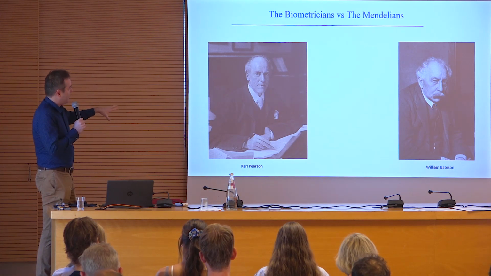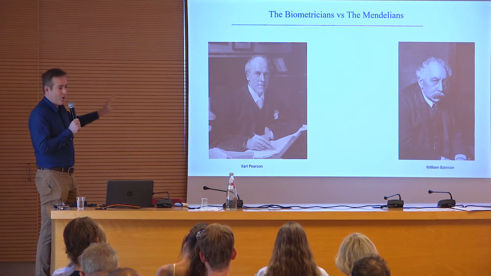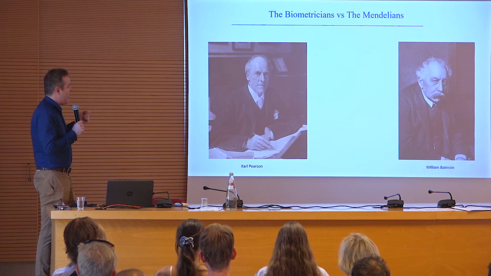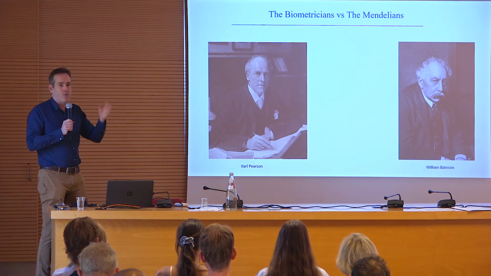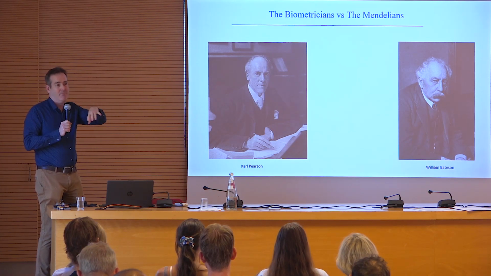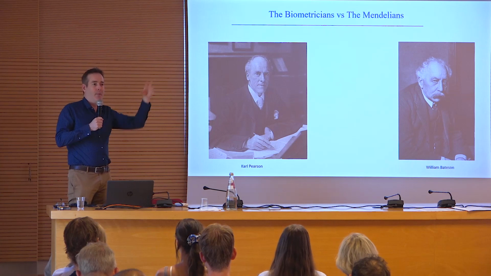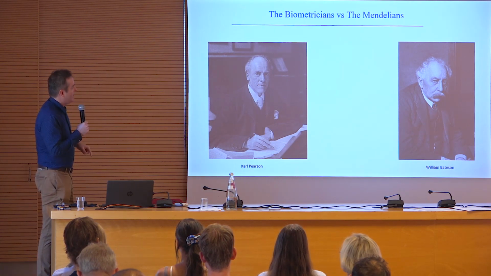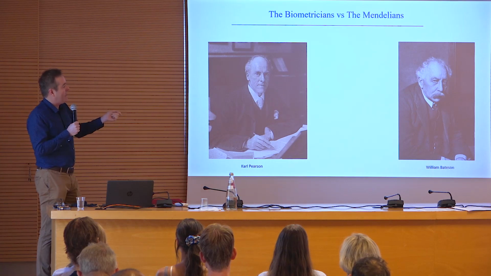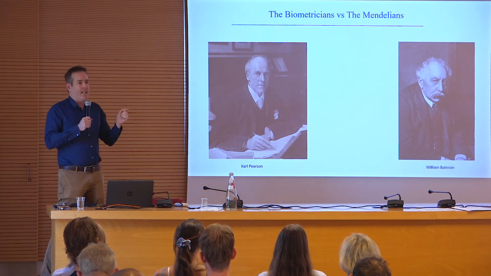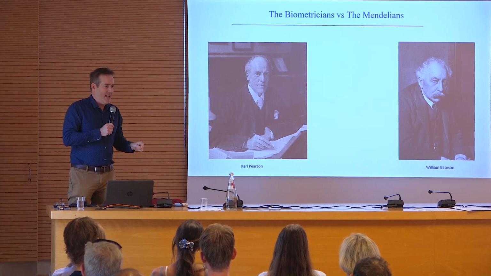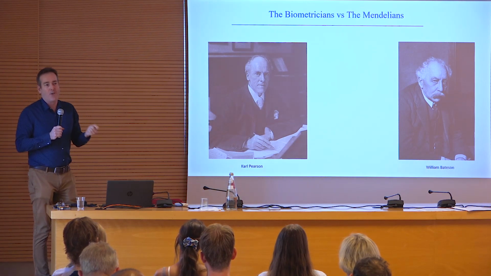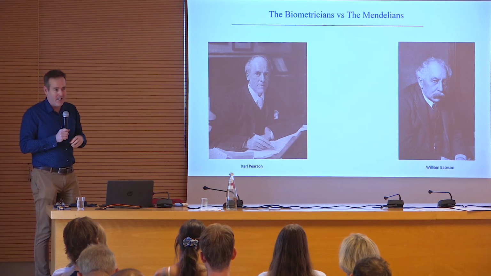On the left, you have the biometricians, folks like Karl Pearson, and they believed that the inheritance of quantitative characters was a blend between mum and dad. And then on the other side, you had the Mendelians, folks like William Bateson, and they said Mendelian genetics is for discrete traits, not for continuous traits. And this was a really acrimonious debate that went on for a decade or 2.